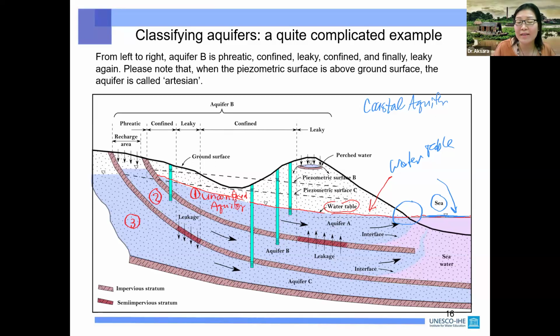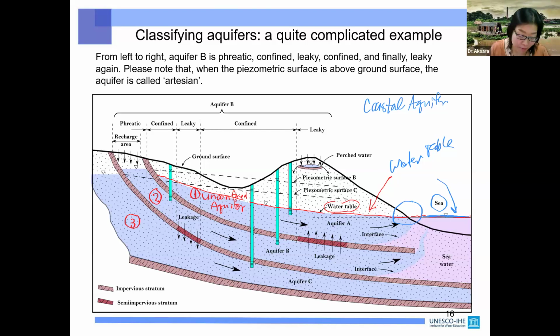But what I'm saying here is that our groundwater system is also connected to the coastal system. You see that our water table is actually connected to the seawater level, so they are pretty much at the same level, but one, the water table, is in the aquifer system, and the sea level is in the coastal system. So this is the coastal aquifer.